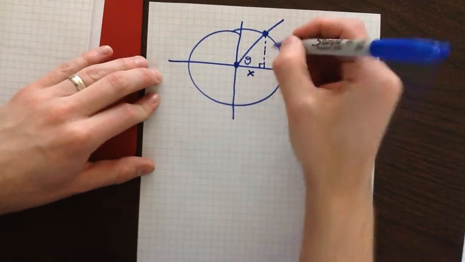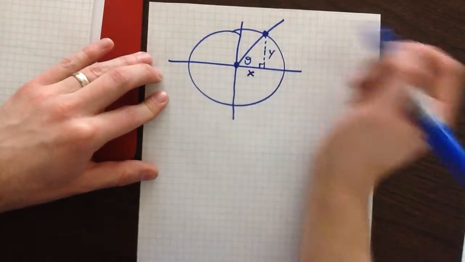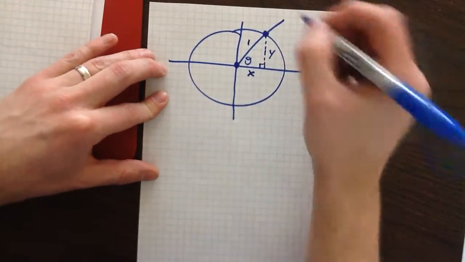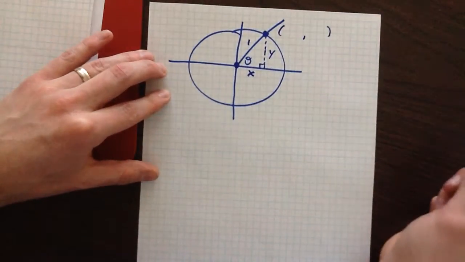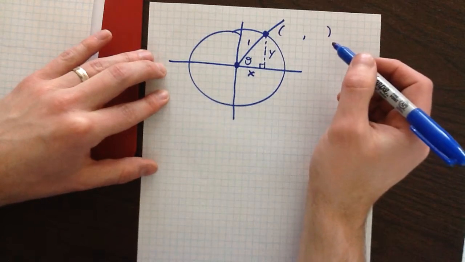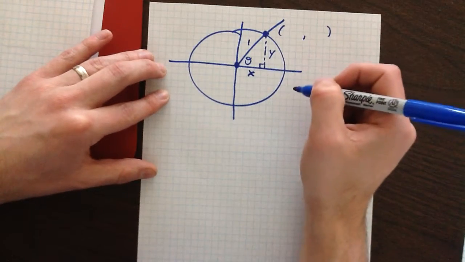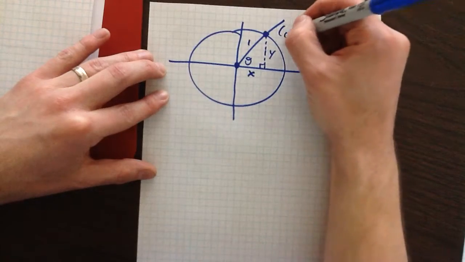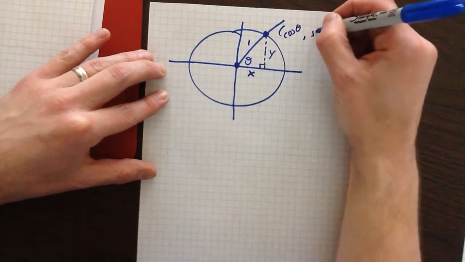We can create a right triangle. Well, this is x. That's y. How long is the radius? That's 1. How did we define coordinates around a circle? Well, x and y, yeah, but more importantly, what we've been doing recently, that's cosine of the angle, that's sine of the angle.